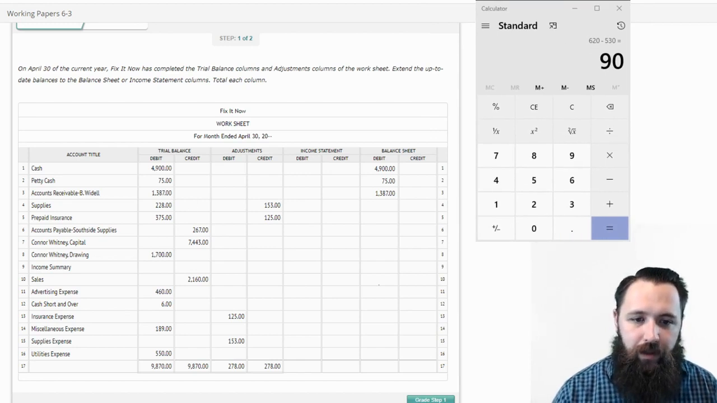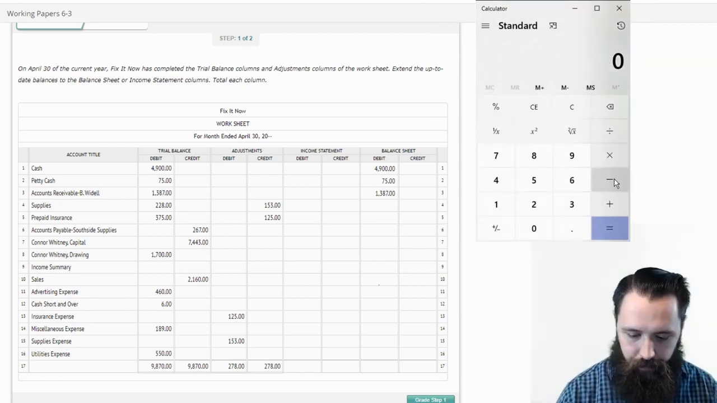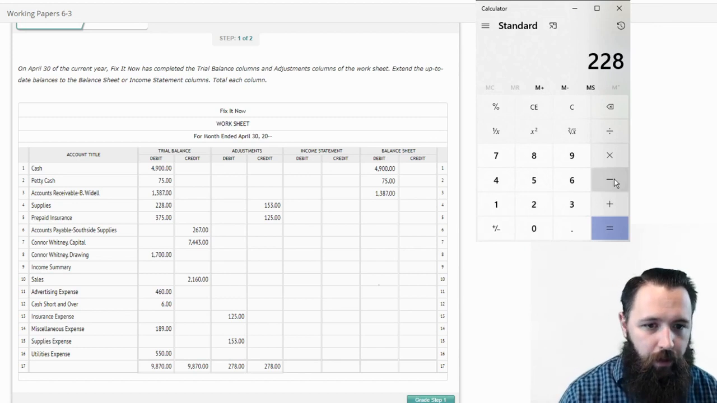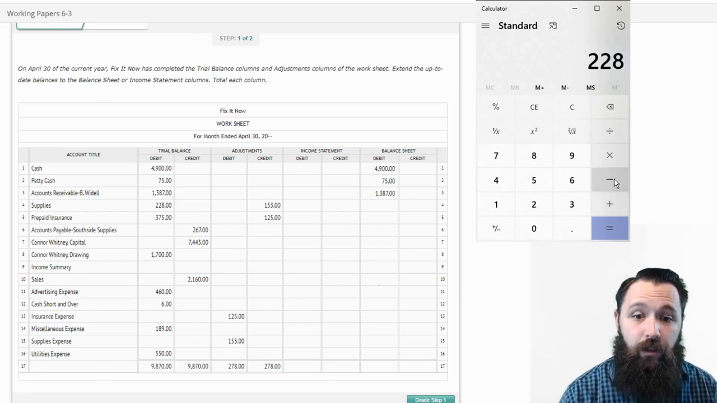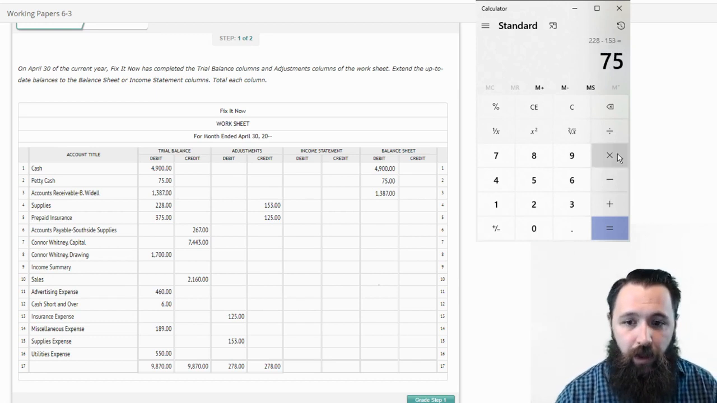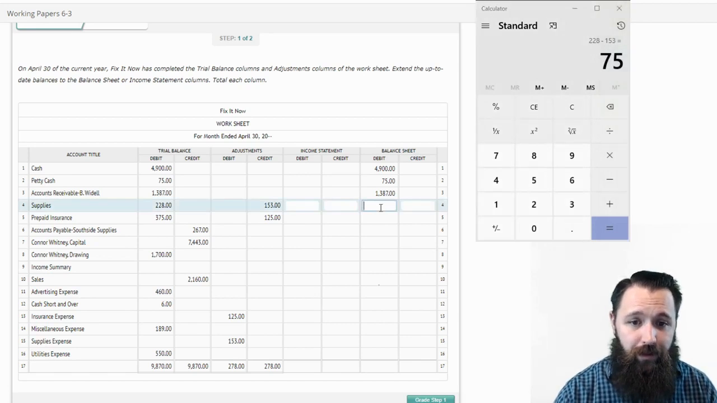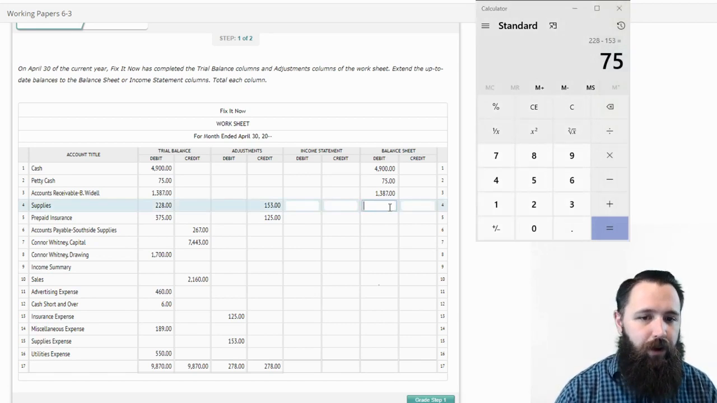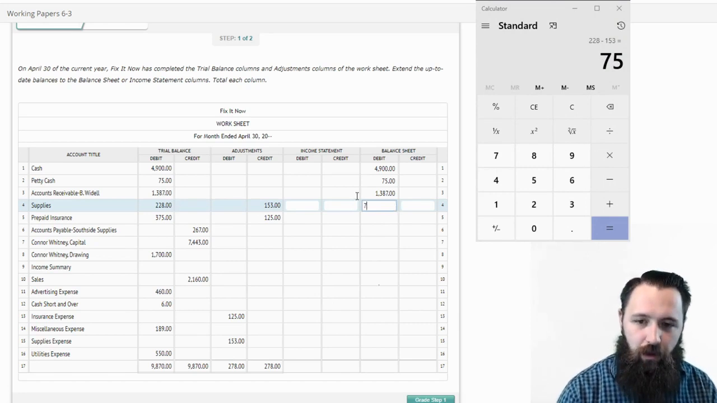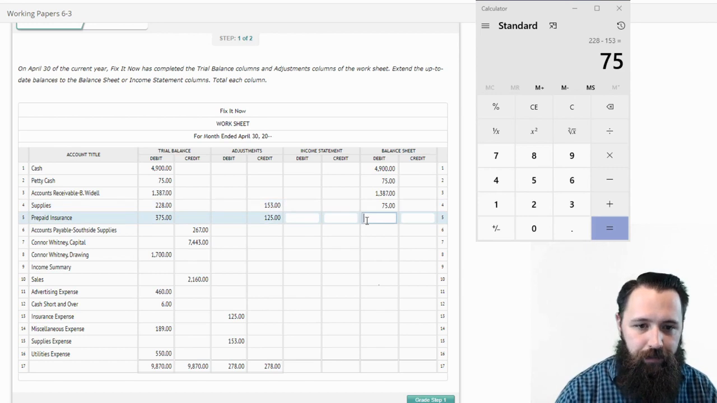So we had a debit balance of $228, and we are going to subtract $153. We have a credit adjustment of $153. What we get is $75. Is that amount a debit or a credit? Well, it's still a debit, right? We have more debits than credits. So it'll be $75 here.